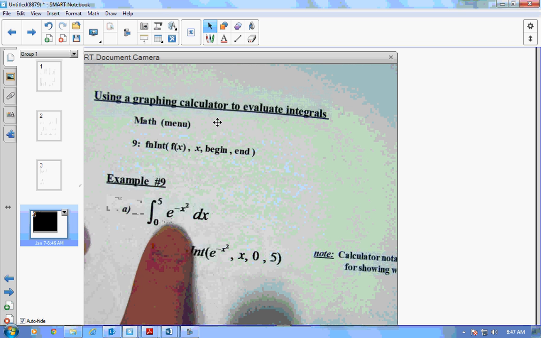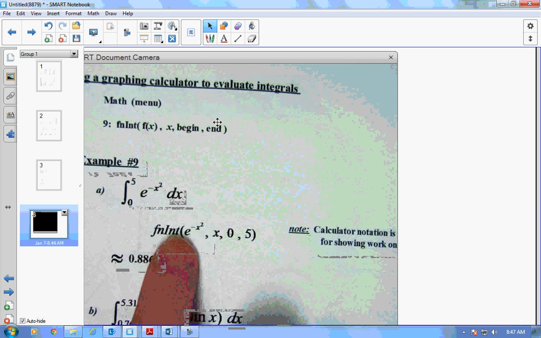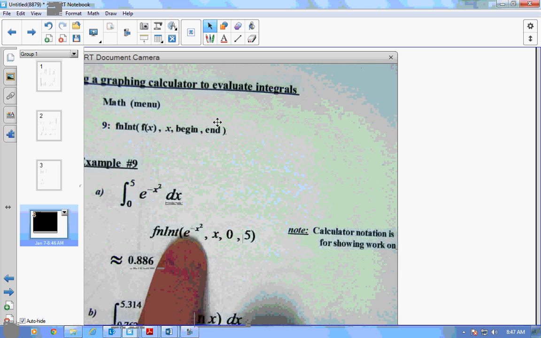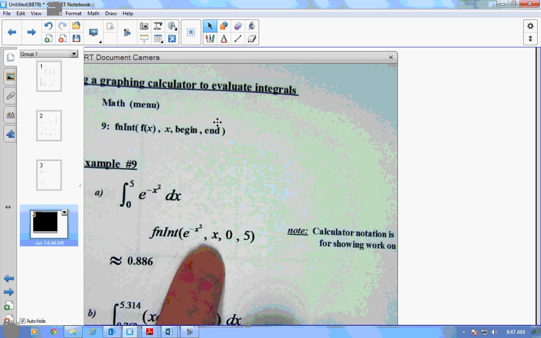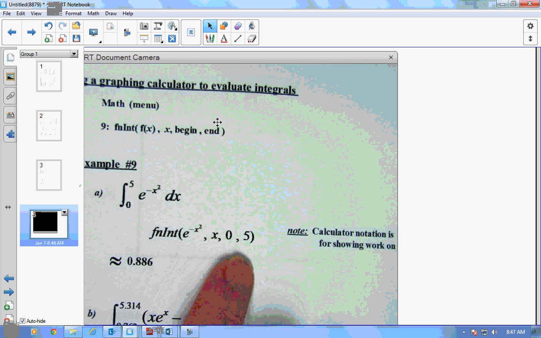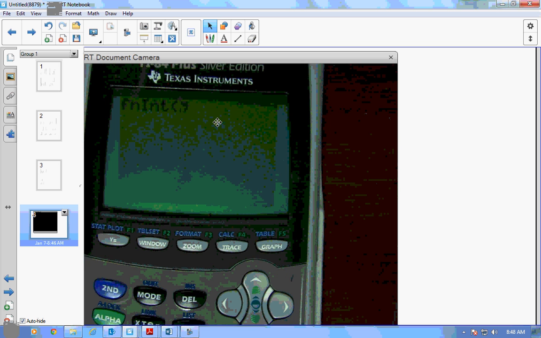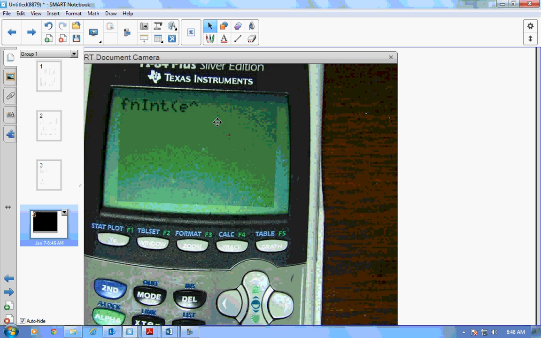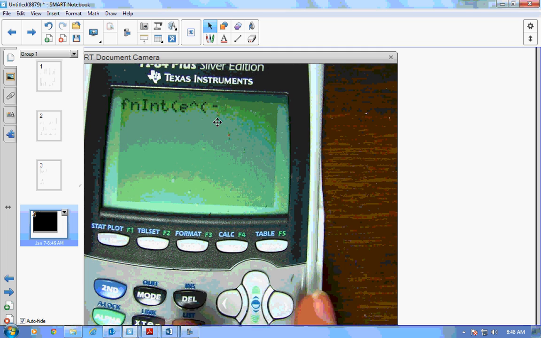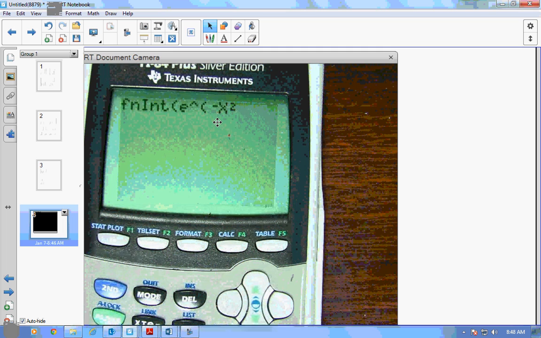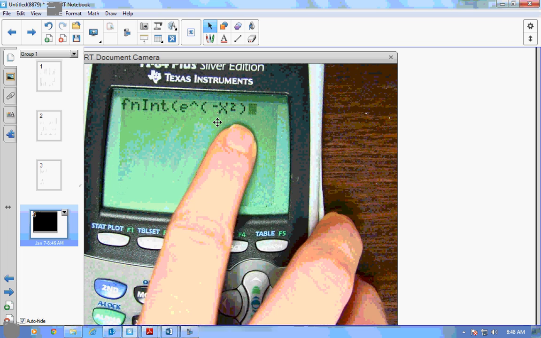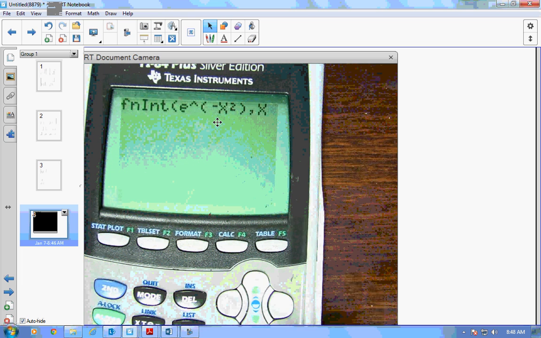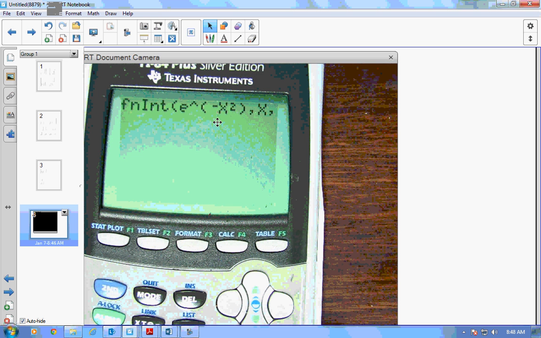Okay, so this is our function. Well, you can actually see it right here. We're going to type in e to the negative x squared, comma, we're integrating with respect to x, comma, our beginning bound or lower bound is 0, and our upper bound is 5. Okay, so that's how I'm going to type it in. Second e to the, now the negative x squared needs parentheses, negative x squared, close the parentheses, so that's my function. Comma, integrating with respect to x, comma, lower bound was 0, comma, 5, and close the parentheses.